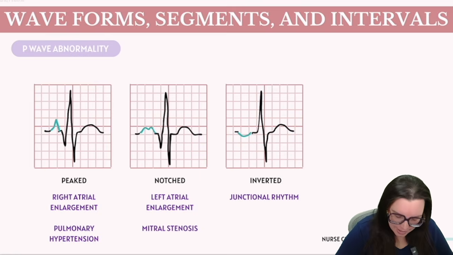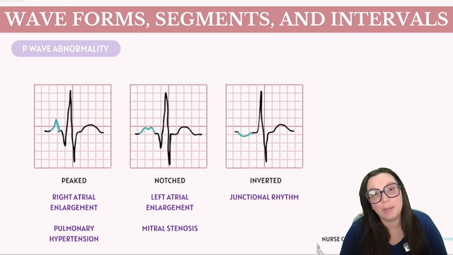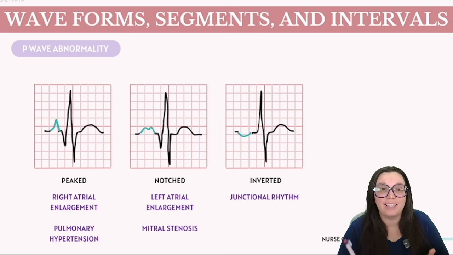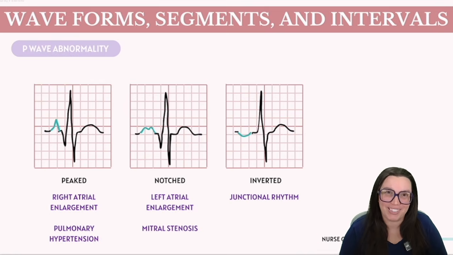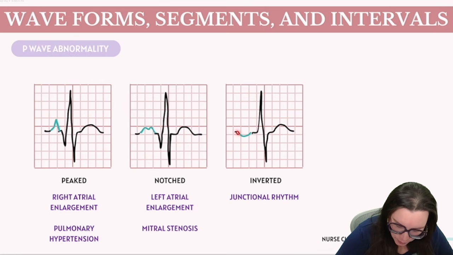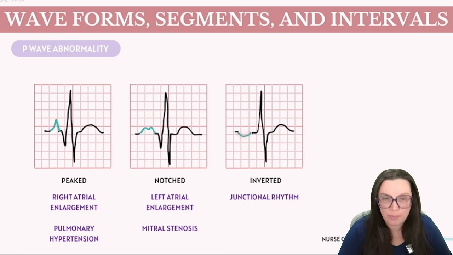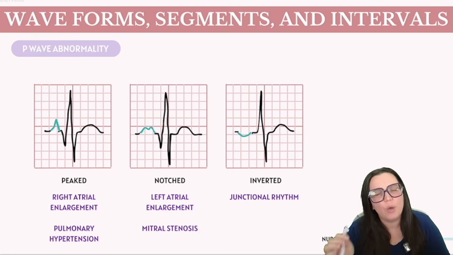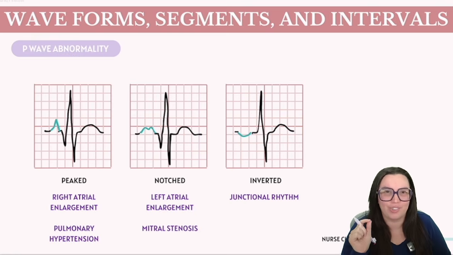We can also see this notched kind of formation when it comes to our P wave. This is sometimes referred to as biphasic P waves, and this can indicate left atrial enlargement, pointing to issues with the mitral valve. Maybe that's disease, or we could even see hypertension that's ultimately going to affect the left side of the heart. And lastly, we may even see an inverted P wave scenario. And whenever we're looking at inverted P waves, we're most likely looking at junctional rhythms.